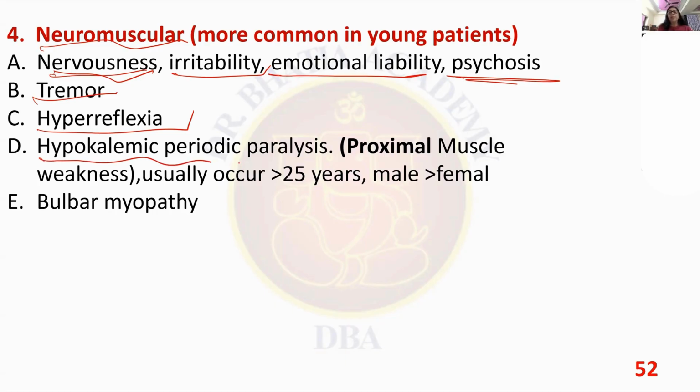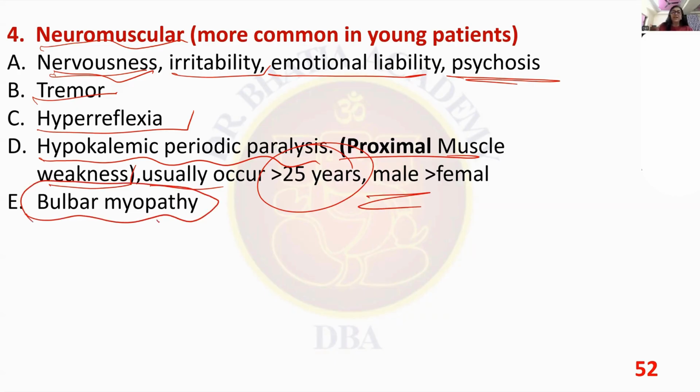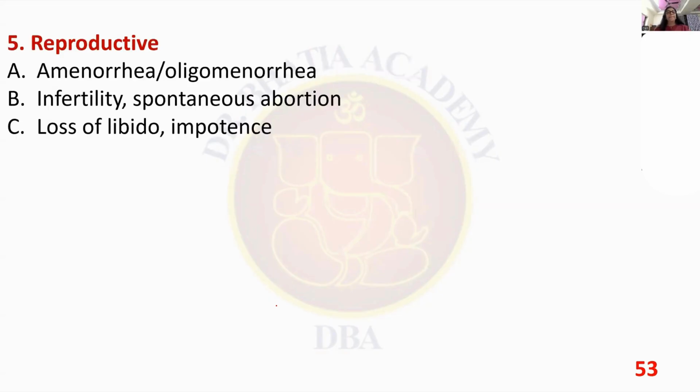There can be hypokalemic periodic paralysis, that is proximal muscle weakness, and it usually occurs after the age of 25 and is more common in males. Then there is bulbar myopathy. Now this is very interesting. Because of the bulbar myopathy, the eye muscles are affected, and because of the bulbar myopathy, there are eye signs.